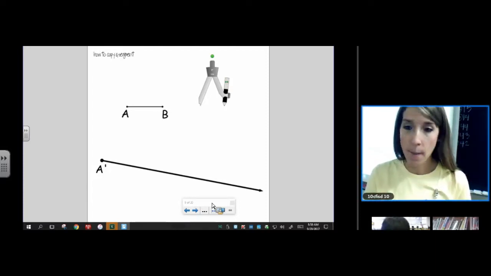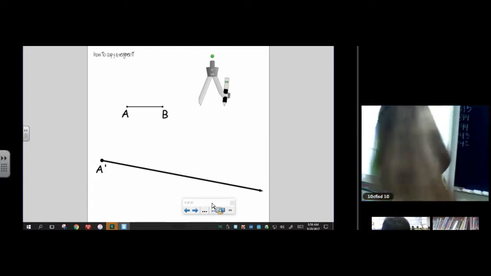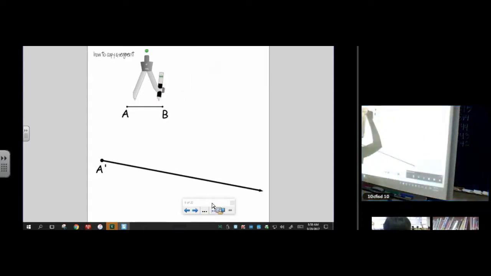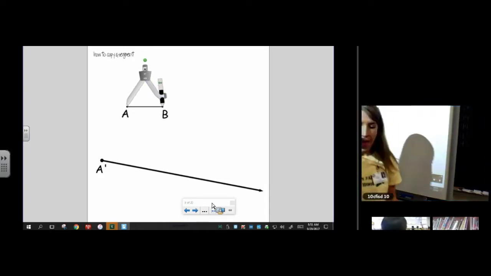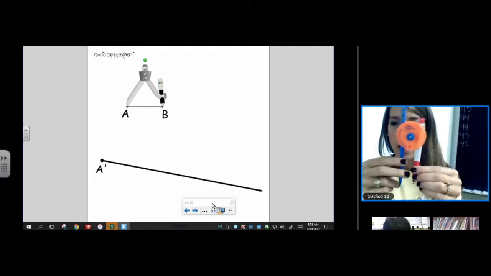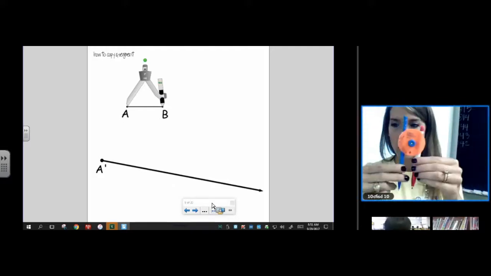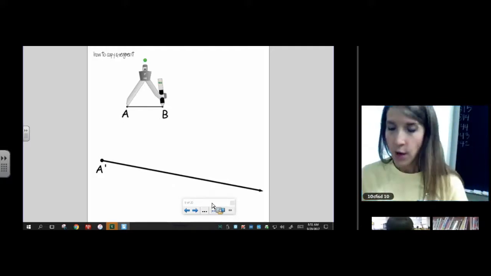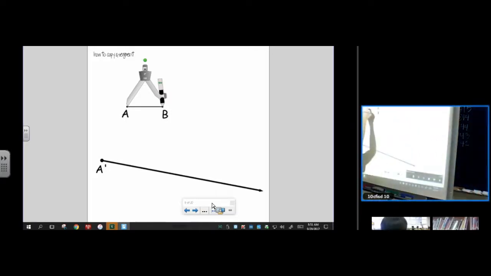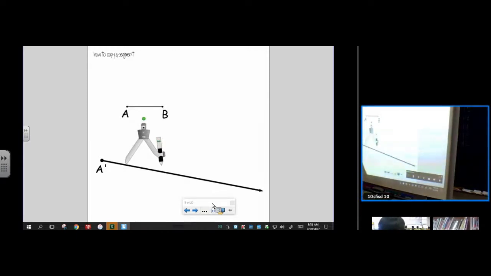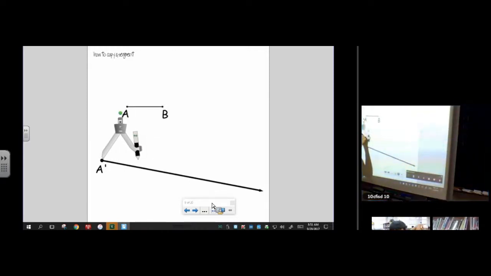So the way to copy a segment with a compass is you put the needle on one of the endpoints, and you put the pencil on the other endpoint. And then you hold your compass secure. It shouldn't be opening and closing. It shouldn't be changing its position. You take that exact same compass setting, you go down to your ray, and you put it right there? No. You put the needle on the endpoint of the ray, and you make an arc.